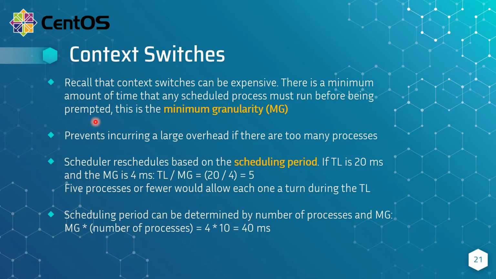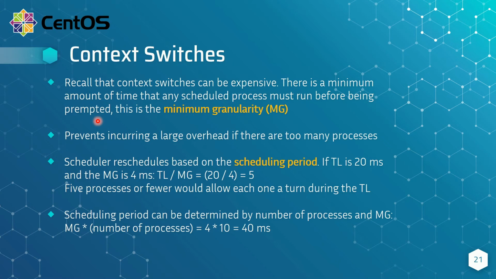So we'll talk a little bit about context switches. Do recall from our lectures that context switches can be expensive. If, let's say, there is a minimum of 1 millisecond for every context switch, then having too many processes and too many context switches can be quite detrimental.